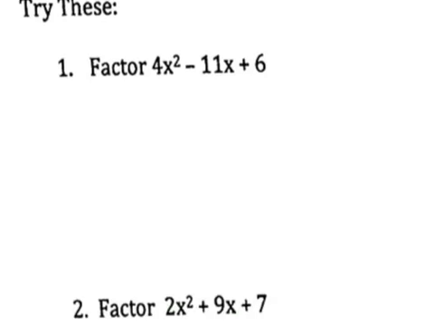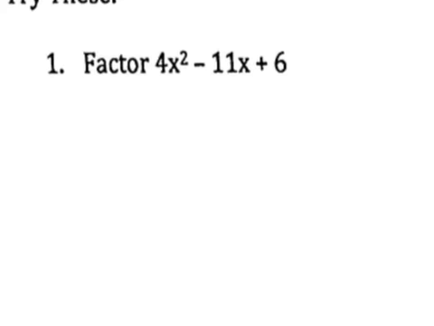Okay. I'll do these last 2 as well, and then I'll just have you guys practice, right? So I'm going to multiply A and C together, and I get 24. I have to find 2 numbers that multiply to be 24 and add up to negative 11. When I multiply them, I get 24, and when I add them, I get negative 11.